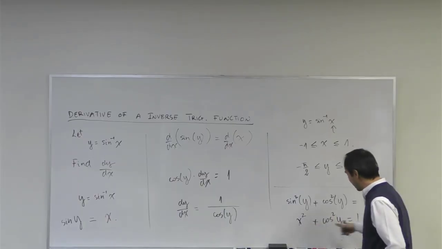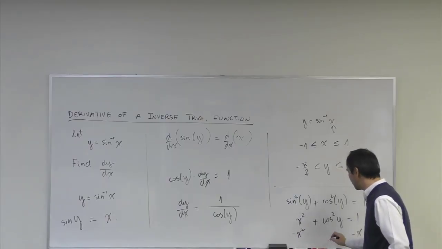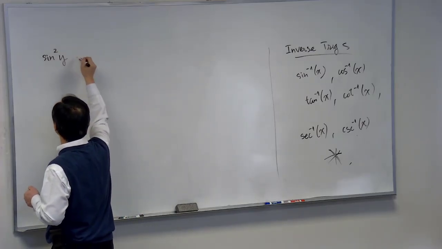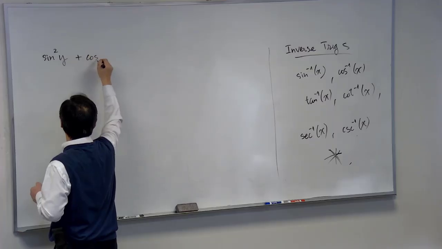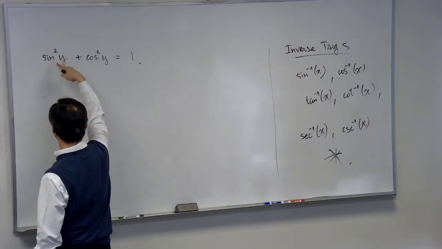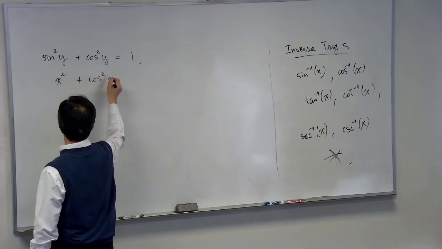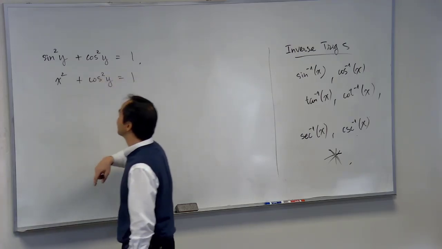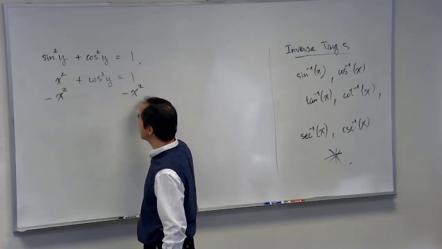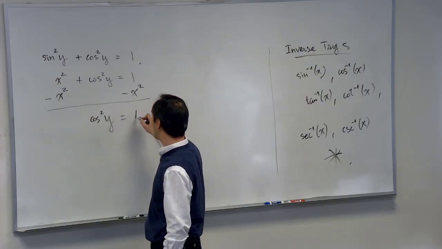And so I'm going to subtract x squared from both sides, right? We're currently at this equation right here: sine squared of y plus cosine squared of y equals 1. So here, sine squared of y equals x squared, okay? And then that's plus cosine squared of y equals 1. And so now I subtract x squared from both sides of the equation. That leaves me with cosine squared of y equals 1 minus x squared.